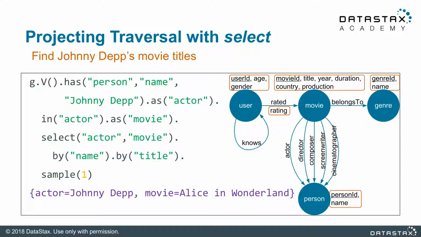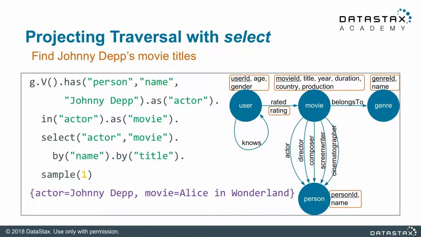Lastly, we want to select some data to be returned from our query. Specifically, we want to select the actor Johnny Depp and the movies he has acted in. And we want to build up a view of that data, so we use the by modulators. You will need to write as many by modulators as items you are selecting. The first by modulator is going to apply to the first item that you're selecting.